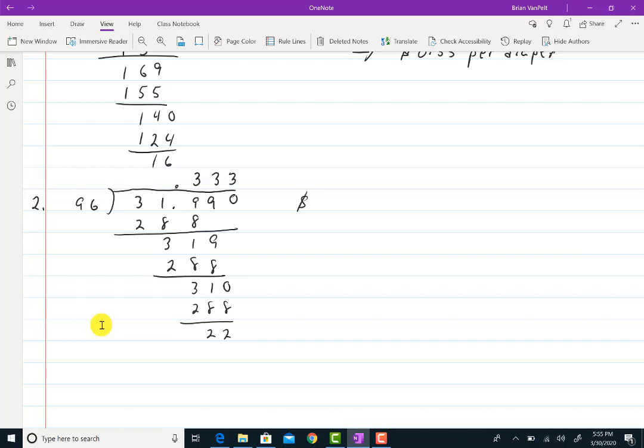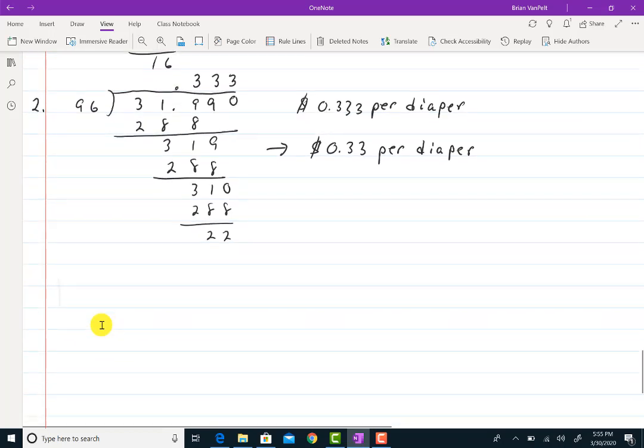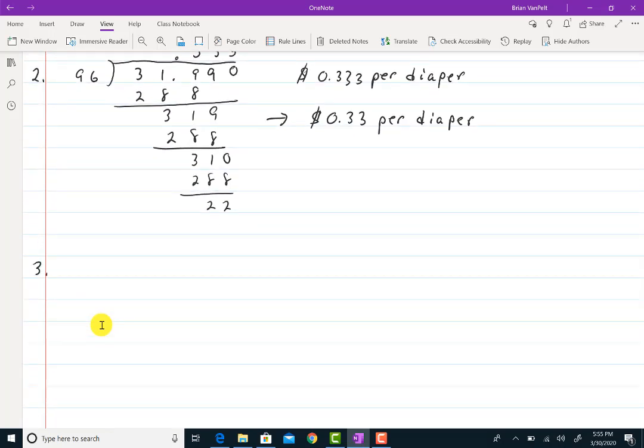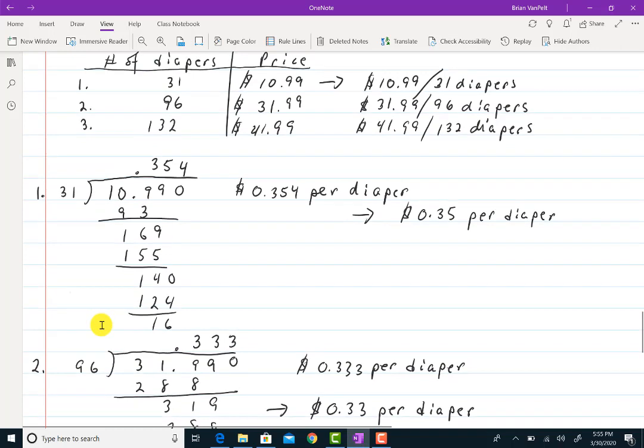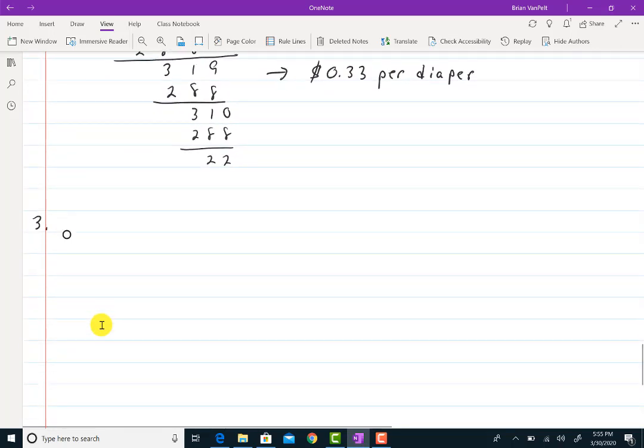So this price is 0.333 per diaper, or rounded to 2 decimal places, 0.33 per diaper. And now for option number 3, we had 132 diapers for $41.99. So 132 into $41.99.